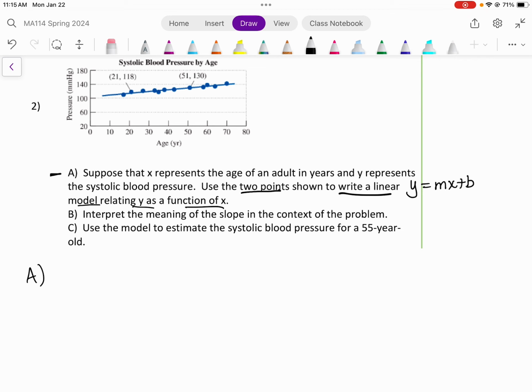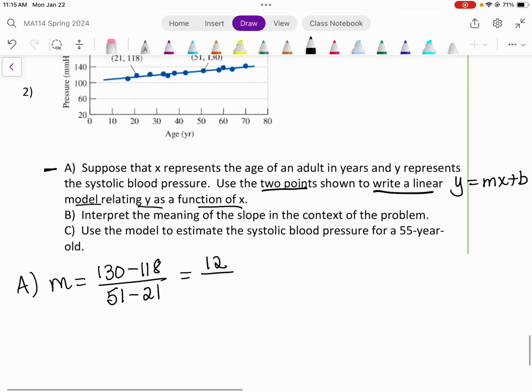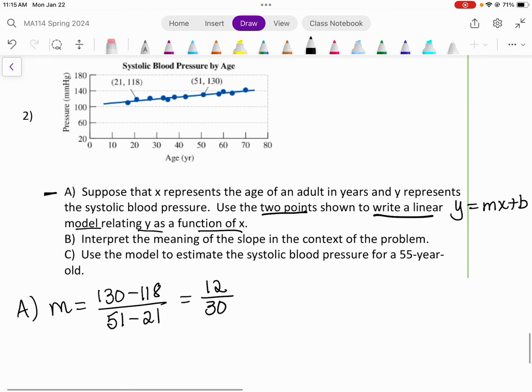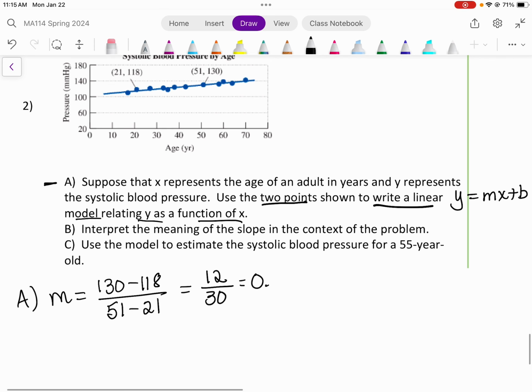The first thing you need to do is find your slope. So we're going to take our y's and subtract them, and then our x's and subtract them. 130 minus 118 is 12. 51 minus 21 is 30. Okay, 12 divided by 30. For these problems, getting a decimal is perfectly fine, is 0.4.